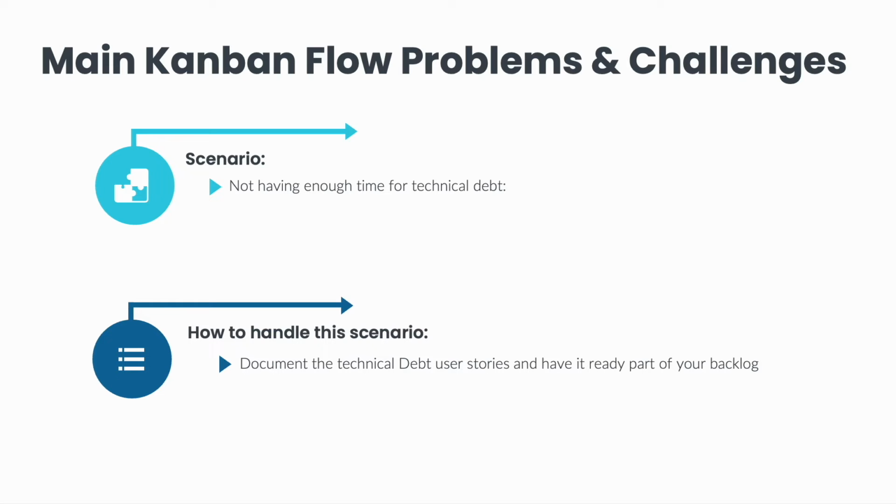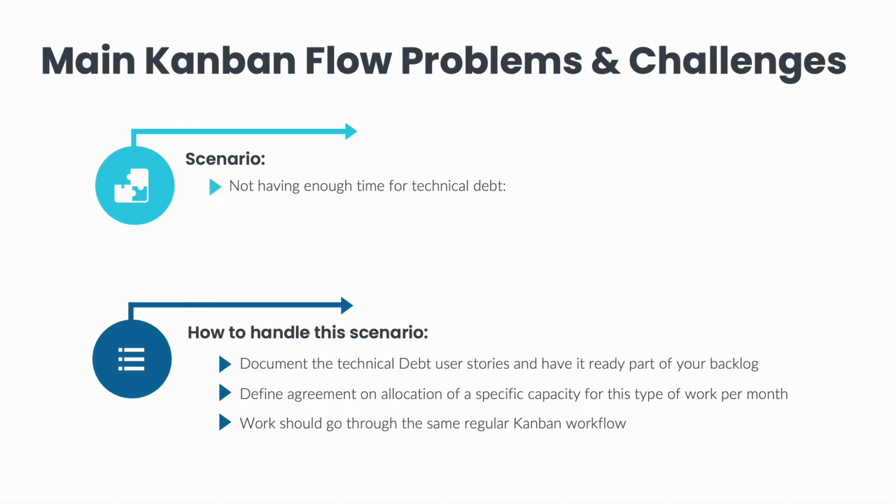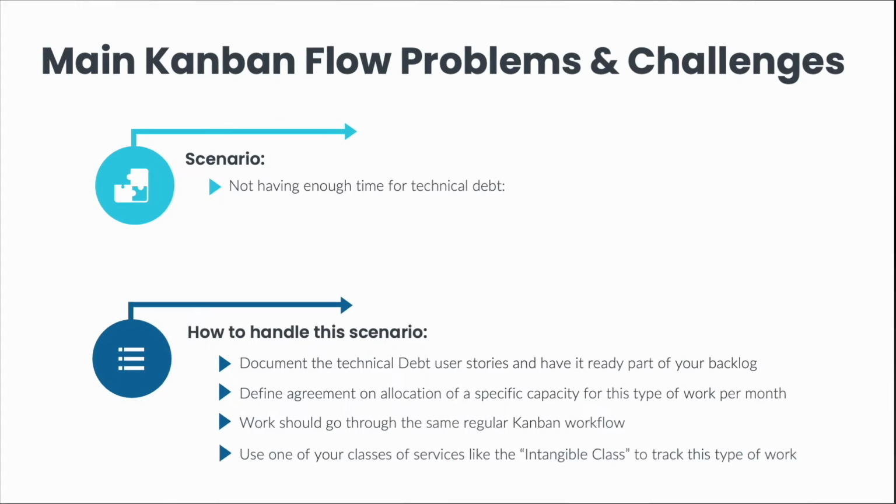Next, you want to have a team discussion and come to an agreement on allocation of a specific capacity for this type of work per month. Make sure you include management in that conversation as well, so the commitment is agreed by everyone. Next, you will have this work go through the same regular Kanban workflow, just like all your other work. You can use one of your classes of services, like the intangible class, to track this type of work and make sure the capacity the team agreed on per month is respected.